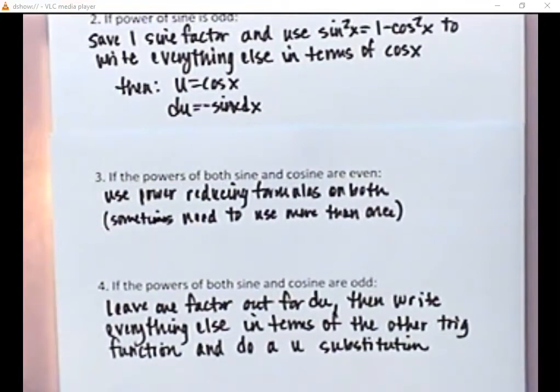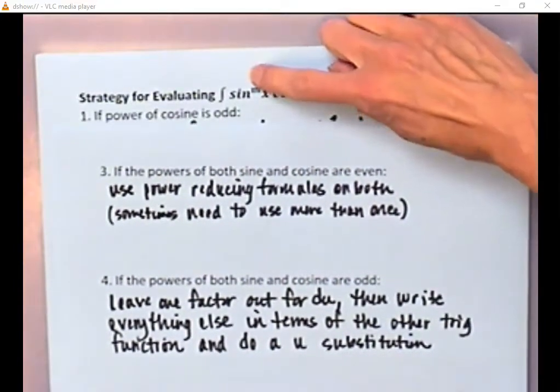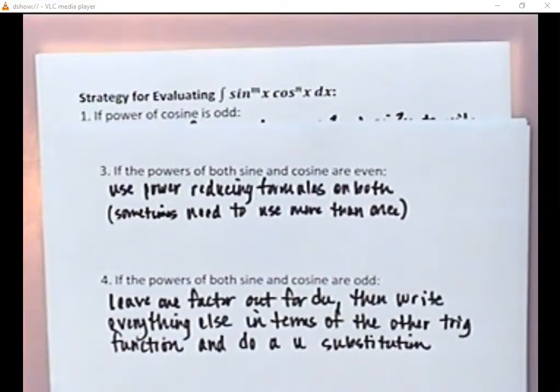But you can always use any of those identities we talked about at the beginning. The double angle, sometimes you might see that show up. You might see an identity you want to use for that. But that's the strategy when we're looking at things in this form, when you have sine to a power and cosine to a power.